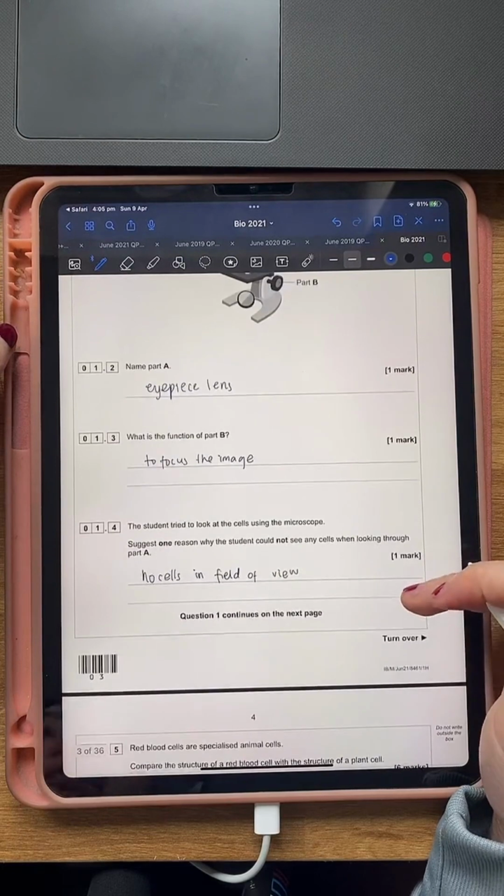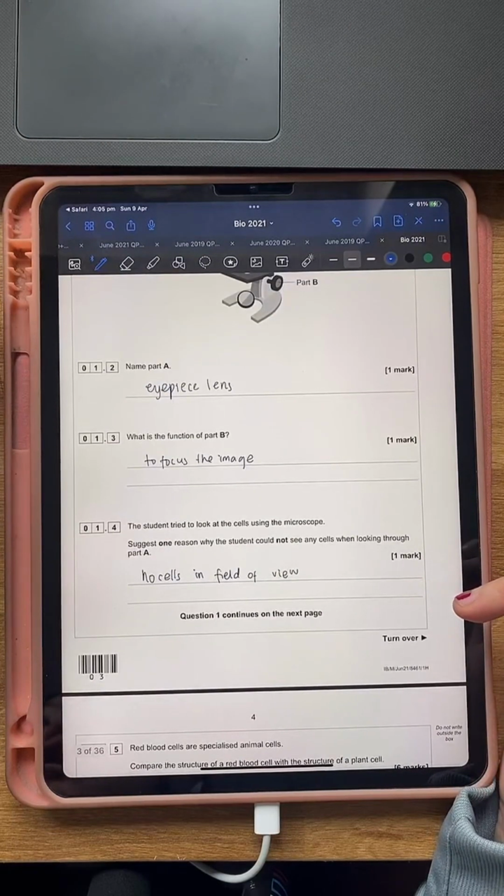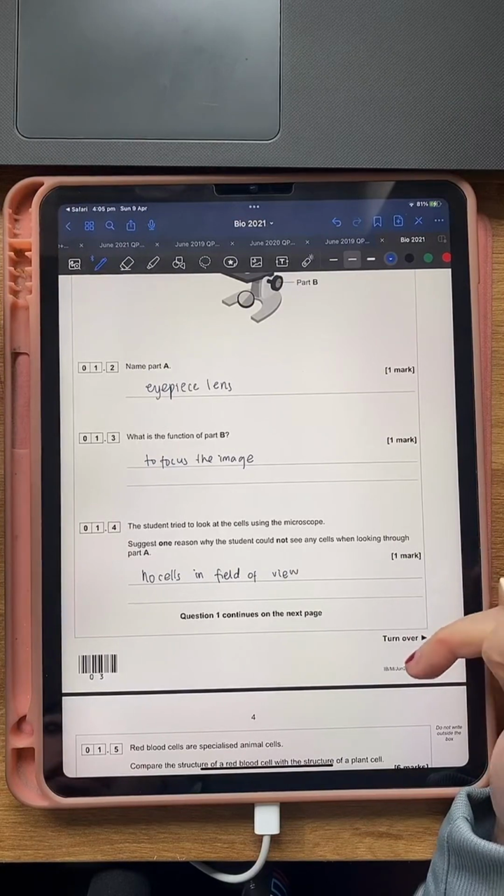This is AQA. Can you say low resolution? Yes, you can say low resolution is fine as well.